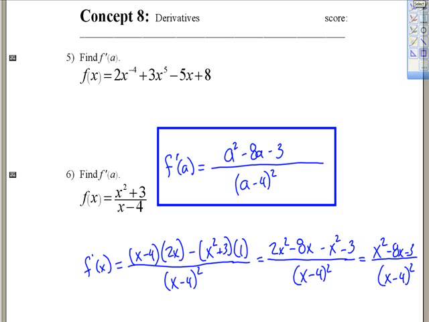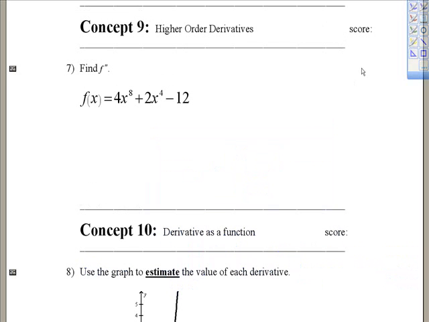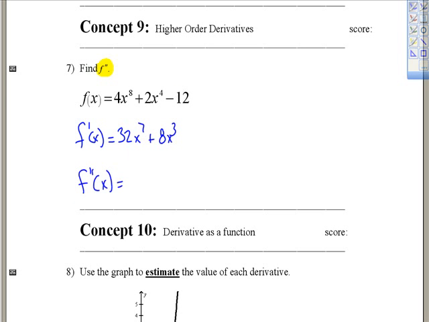Concept 9, higher order derivatives. We've got to find the second derivative of f. I think everyone might have got this one. This one was a pretty good problem for the group as a whole. If we take the first derivative, we should get what? 32x to the 7th plus 8x to the 3rd. The constant zeroes out. And then take the derivative of that for our second derivative. Came out to 224x to the 6th plus 24x squared. And we were done.